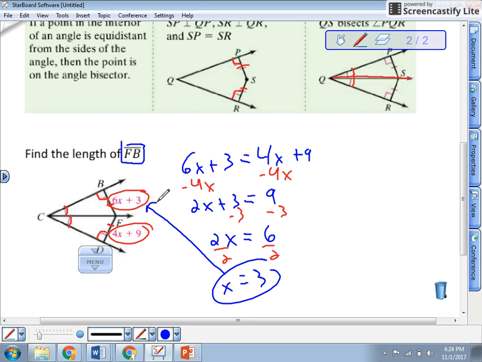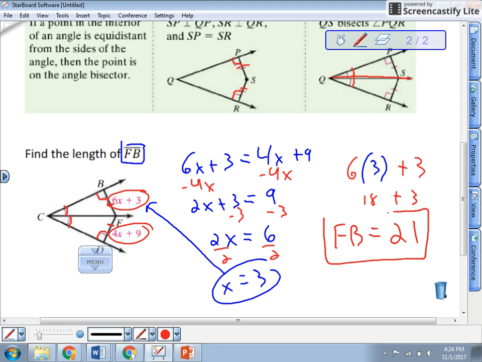So we're going to say 6 times x. We now know x is 3, and then we're going to add our 3. So 6 times 3 is 18, 18 plus 3. So there we go. Our final answer then will be FB equals 21. And there you have your angle bisector and perpendicular bisector theorems.